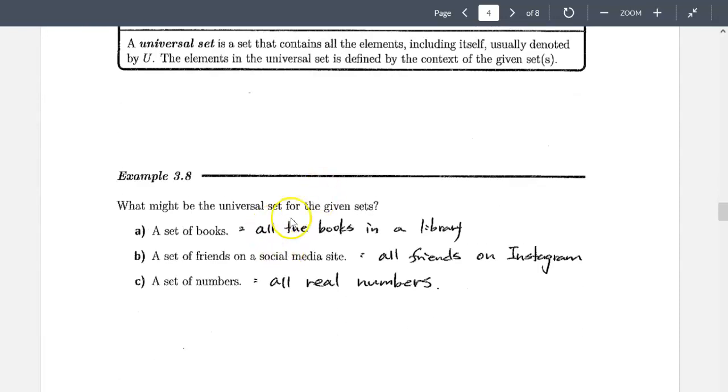So here it is. Now, what's the universal set again? So a set of books, okay, so that equals what? All the books in the library. All the books in the library is the universal set. Or a set of friends on social media: the universal set will be all the friends on Instagram. So just think of the universal set as all the possible items, or all the elements, that can be in that set. Like for a set of numbers, the universal set will be what? All real numbers. But all real numbers contain a particular set of numbers.